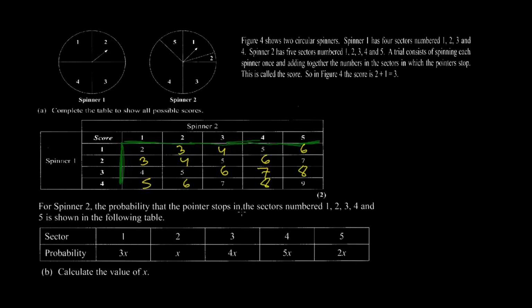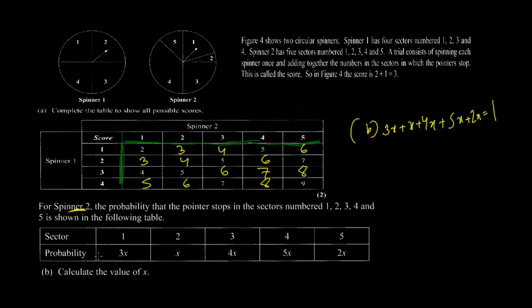For spinner 2, the probability that the pointer stops in each section is given here. So now this is pretty straightforward because you know that the total probability is 1. So if you want to find the value of x, you can write 3x plus x plus 4x plus 5x plus 2x equals 1. Let me repeat. They're saying for spinner 2, the probability of getting a 1 is 3x, the probability of getting a 2 is x, the probability of getting a 3 is 4x, the probability of getting a 4 is 5x, and they're giving the probability. Then you have to find x.